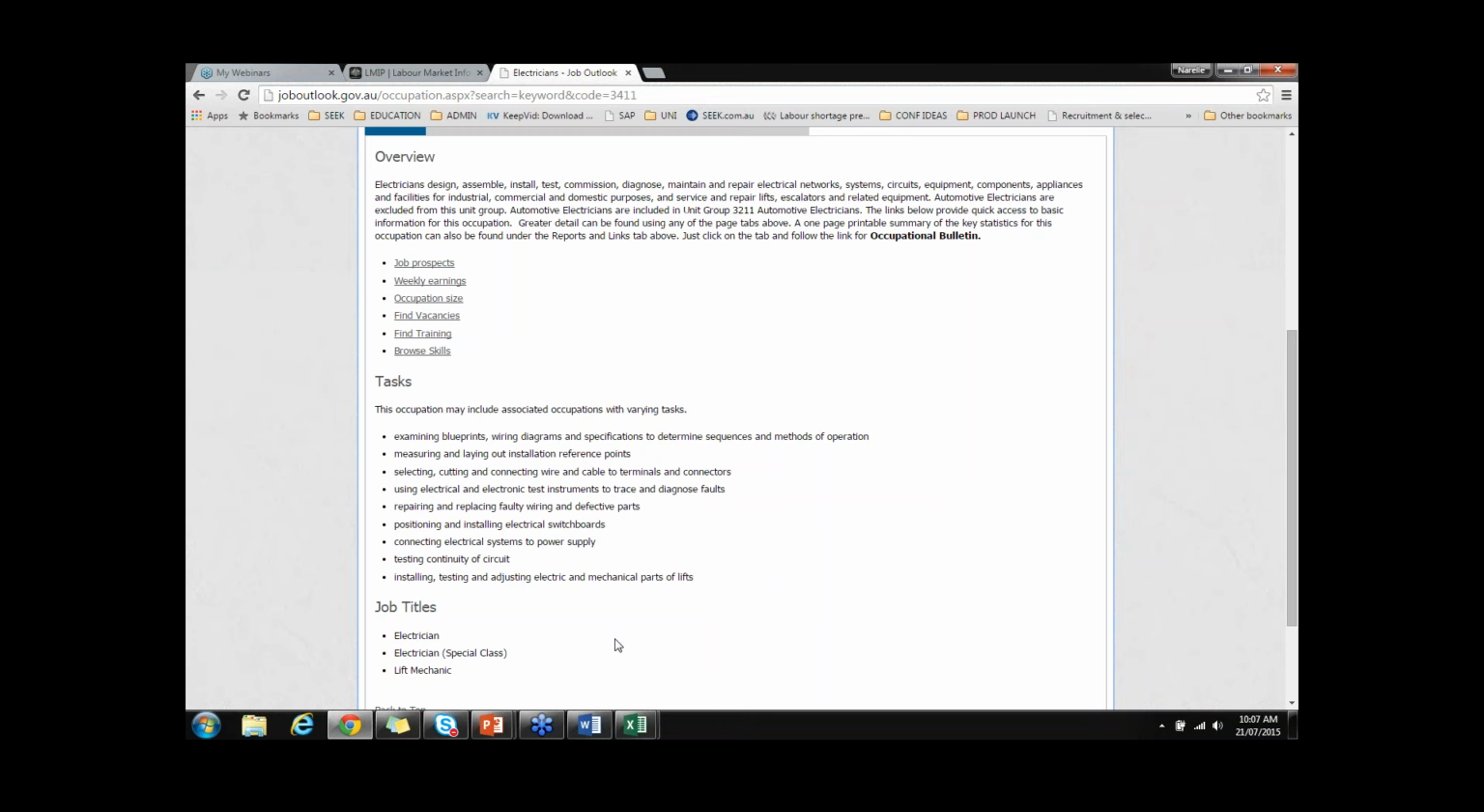The one thing I don't like about all of their tasks that they have listed is that they put "-ings" on everything. And I hate "-ings" because it makes it blurry. The reading's blurry. It's hard to retain. So you would have heard when I read them out earlier, it just said examine blueprints, wiring diagrams and specifications, measure and lay installation reference points. So you can drop the "-ings" a lot of the time, so just try and keep them really sharp and concise.